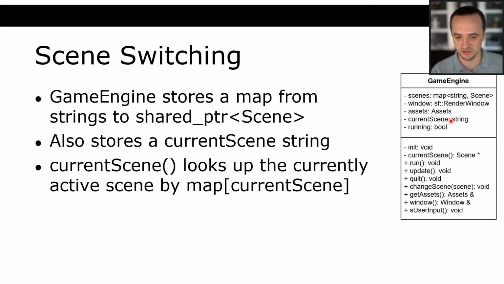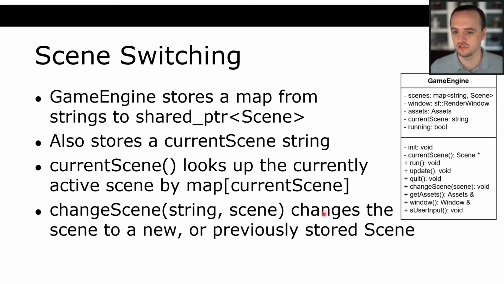This string stores the name of the current scene. So for example, it could be gameplay, it could be menu, it could be dialogue. Whenever we go to say, okay, which scene am I currently running? I just look at that string and look it up in the map. That's it. And change scene is a function that is going to change the stored scene to a new or previously stored scene. Meaning that if I call change scene, I'm just going to change the current scene's string. And then when I go to look up whichever scene I'm in, I just look up that scene in the map. And it's going to just store the pointer to that scene object in the map.